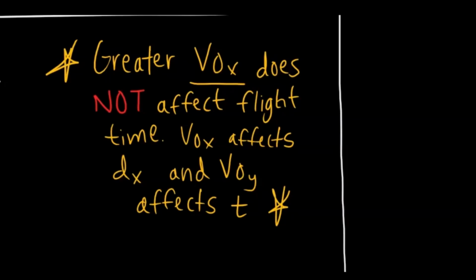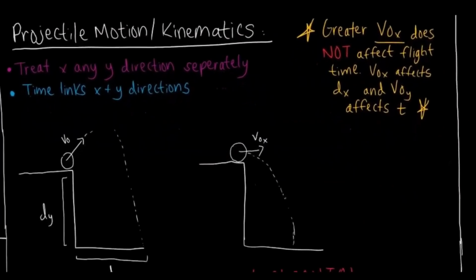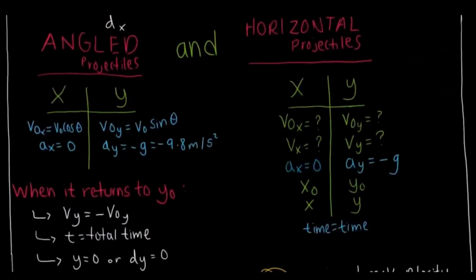And the thing that affects flight time is the velocity in the y direction. So when you get comparison questions about how long it would take, or drawing graphs, that's something you want to take note of. And another thing is that time links the x and y directions.